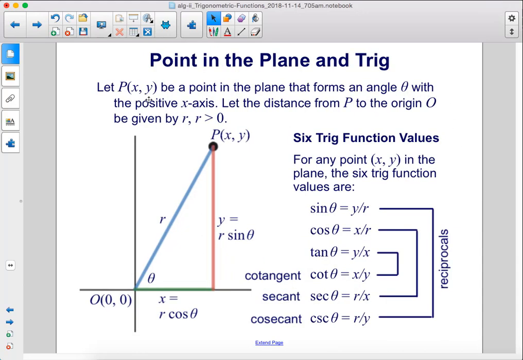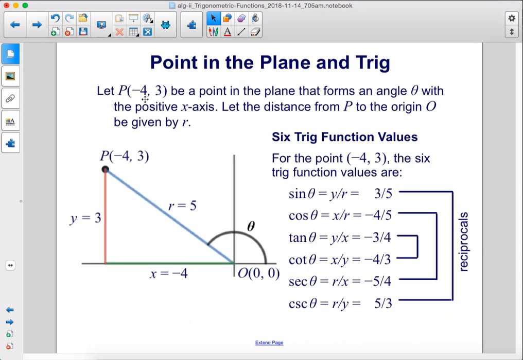Let P of x, y be a point in the plane that forms an angle theta with the positive x-axis. Let the distance from P to the origin O be given by r, where r is greater than 0. Alright, so our 6 trig function values. For any point x, y in the plane, the 6 trig function values are sine theta equals y over r, cosine theta equals x over r, tangent theta equals y over x, cotangent theta is the reciprocal of tan theta, and that's x over y, secant theta is the reciprocal of cosine theta, and that is r over x, and cosecant theta is the reciprocal of sine theta, and that is r over y.